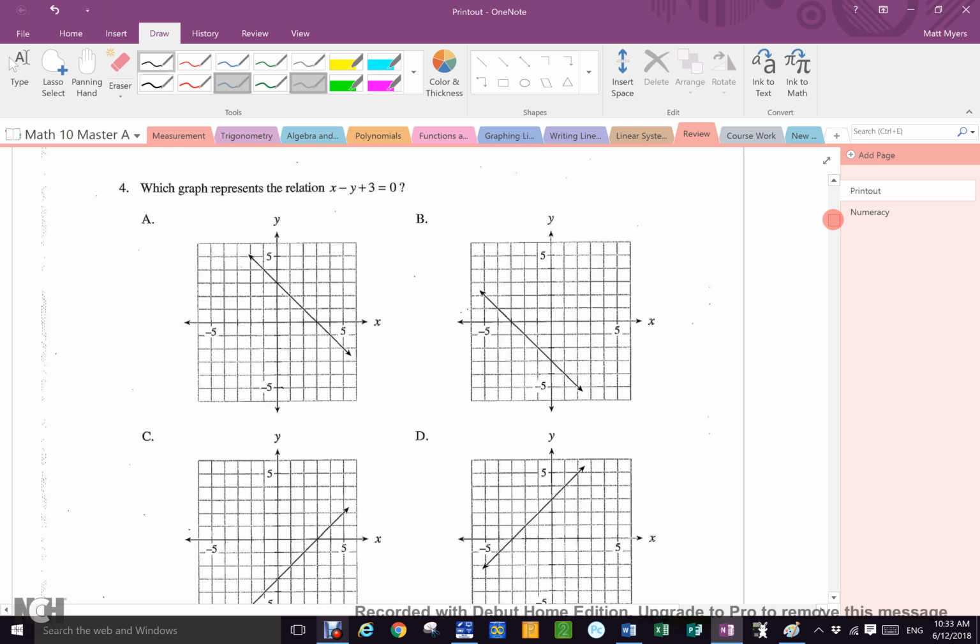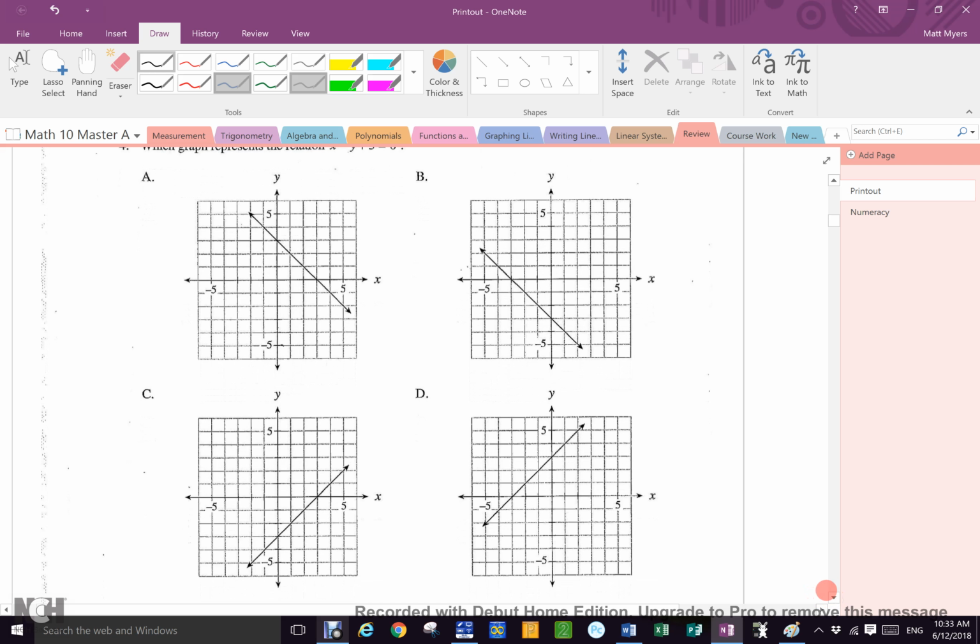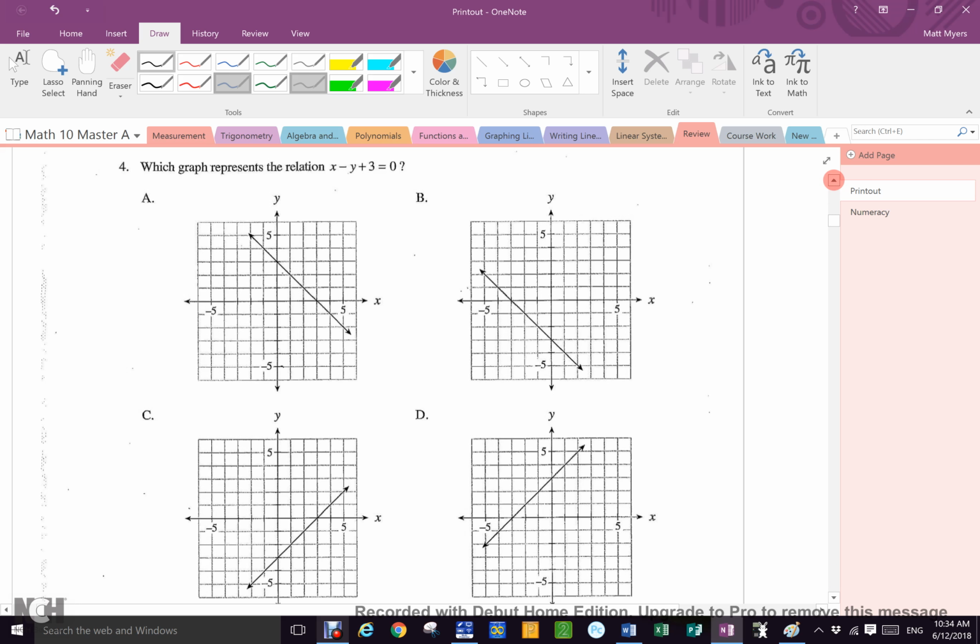Another graphing question. You will notice that on this year's provincial, it's a 60-question test. The first 4 questions were graphing. Why? Because it's important.